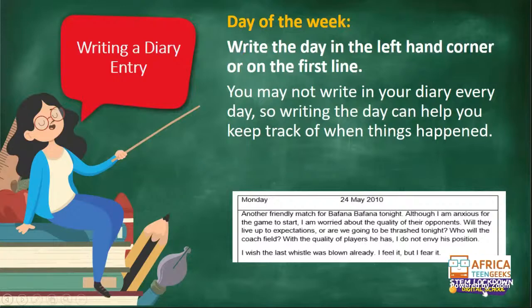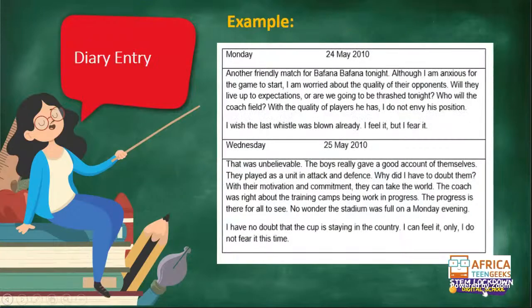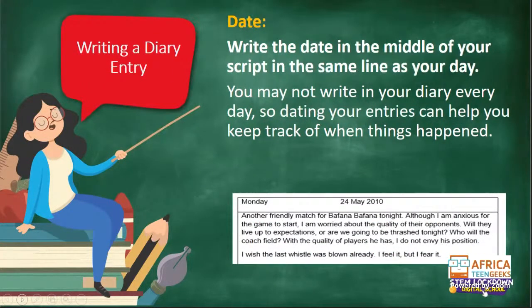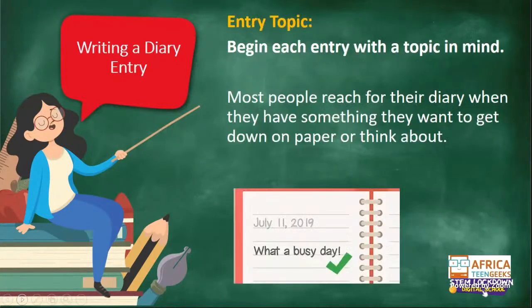Then the next thing that's important is the date. You write the date in the middle of your script in the same line as your day. There it is over there. You may not write in your diary every day, so dating your entries can help you keep track of when things happen.